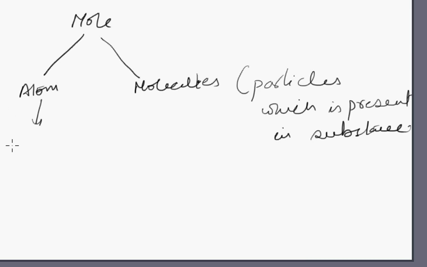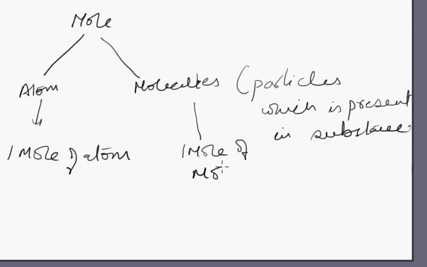That is, if we say 1 mole of atom, or here we say 1 mole of molecule. Now what is 1 mole of atom and what is 1 mole of molecule? We'll quickly go into these definitions. 1 mole of atom of an element has a mass equal to the gram atomic mass of that particular atom.